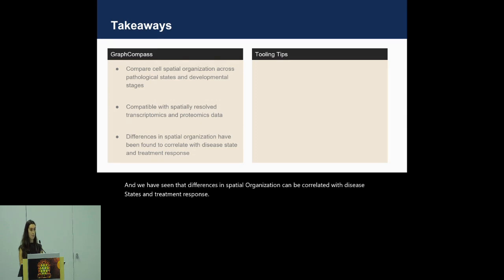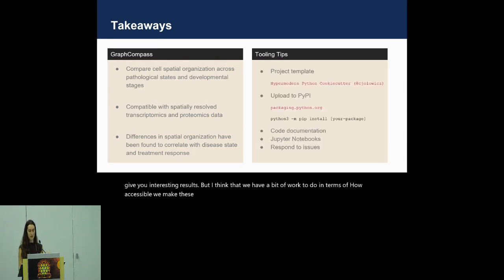Now, I want a couple of minutes to talk about tooling tips, because I think that as a community, computational biologists are really good at building these creative methods that give you interesting results. But I think that we have a bit of work to do in terms of how accessible we make these tools, how easy to use they are. And so I want to give here a couple of tips for you to use in case you are building software.